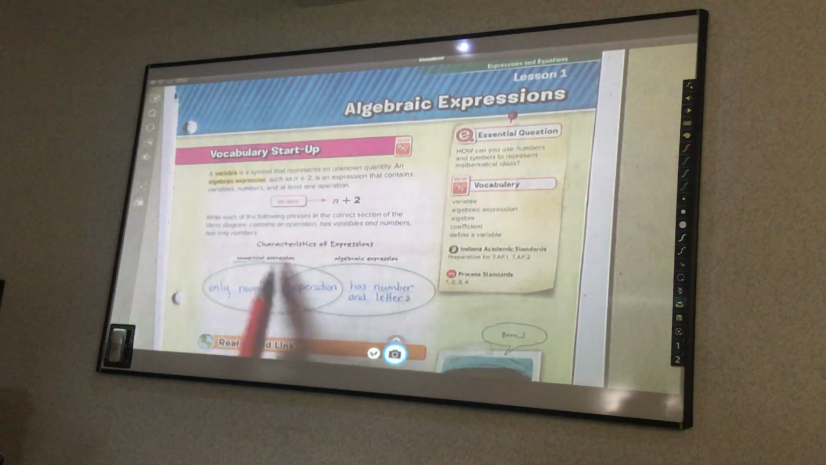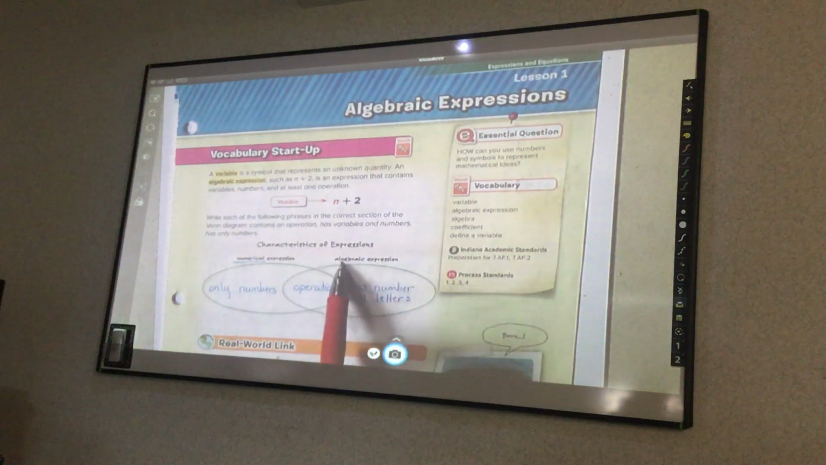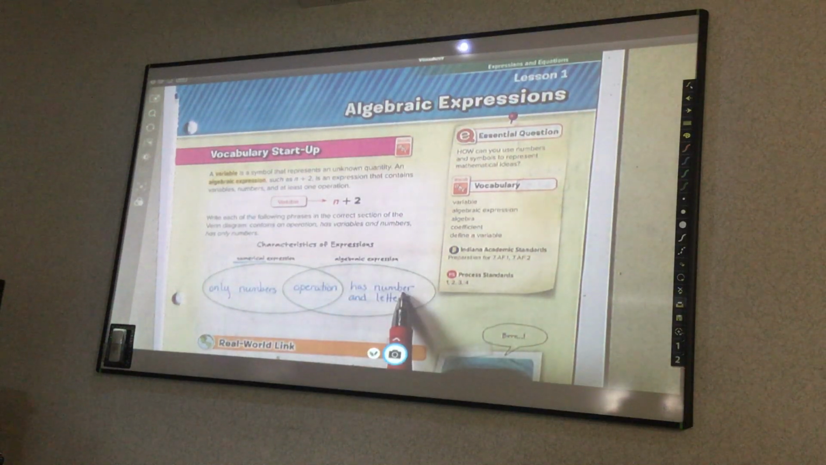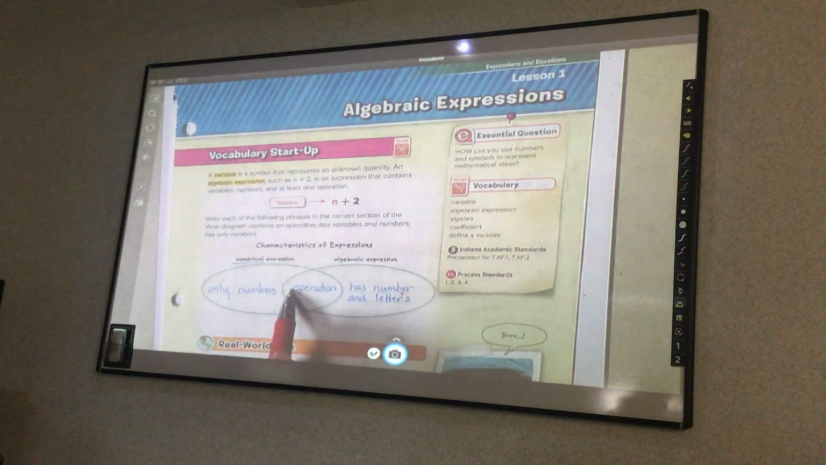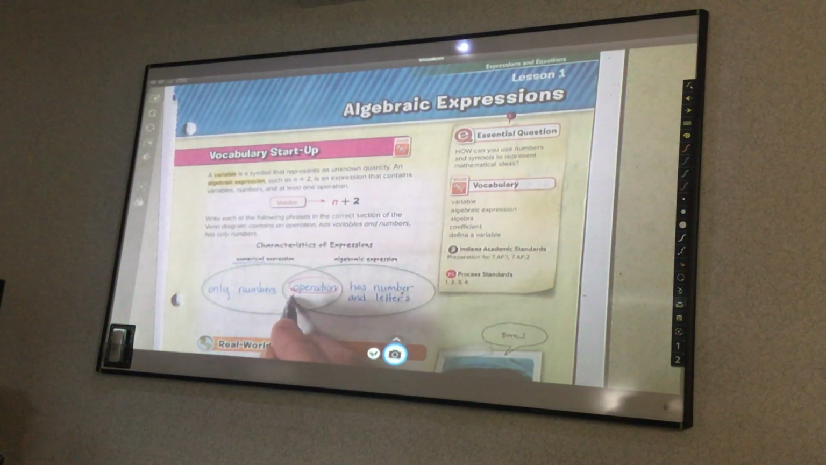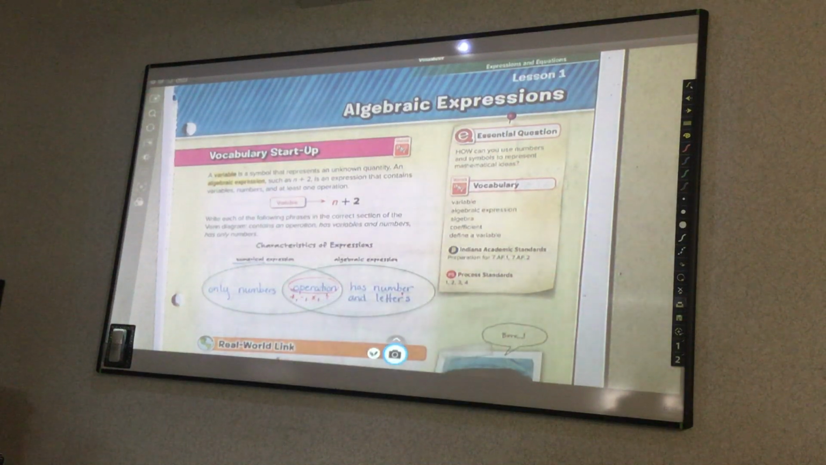So numerical expressions are only numbers. Algebraic expressions have numbers and letters, but the letters represent a number that is missing that you have to solve and find out what that number is. They both have operations. Operations were like adding, subtracting, multiplying, and dividing.